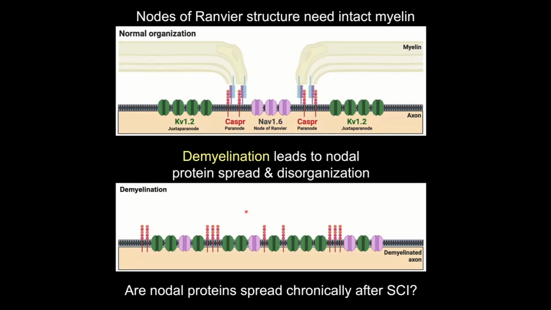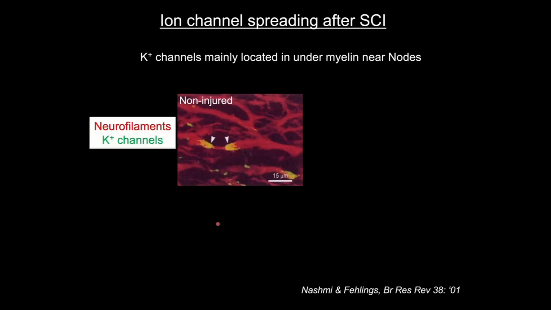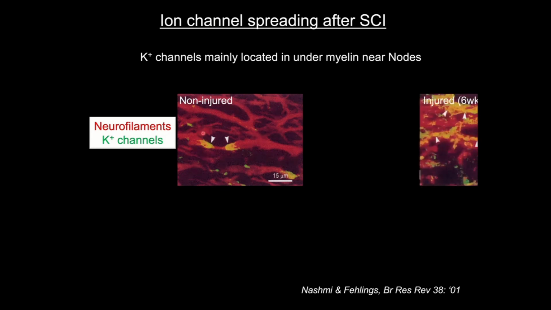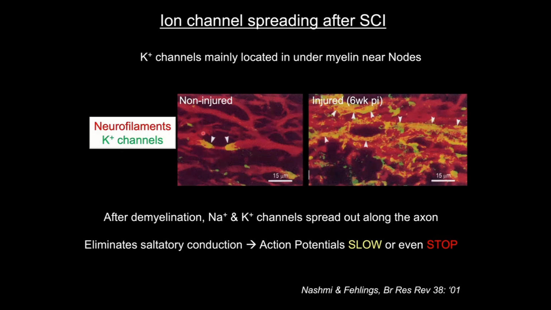So we wanted to see, could we find evidence of nodal protein spread in our tissue sections that would be indicative of demyelination? And it turns out this has been examined at least at one time point by Michael Fehlings' lab from Canada. And in his tissue, they looked at potassium channels, shown here in green, and double-labeled spinal cord injured mouse tissue with neurofilaments in red. And they can see in uninjured tissue, you can see evidence of what you would expect, these nodal clusters of potassium channels. But in the animals that had spinal cord injury, look at these potassium channels, they're all over the place. So they've spread all out up and down along the axons, which would be indicative of demyelination or myelin loss.